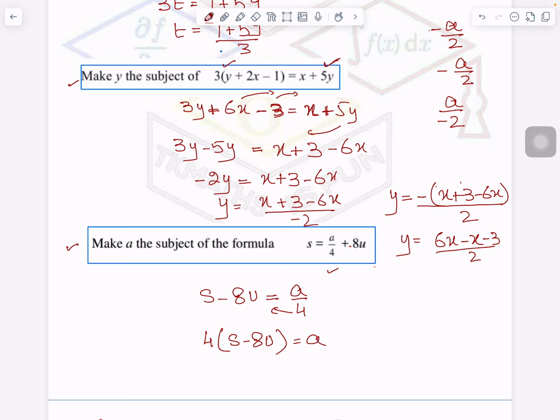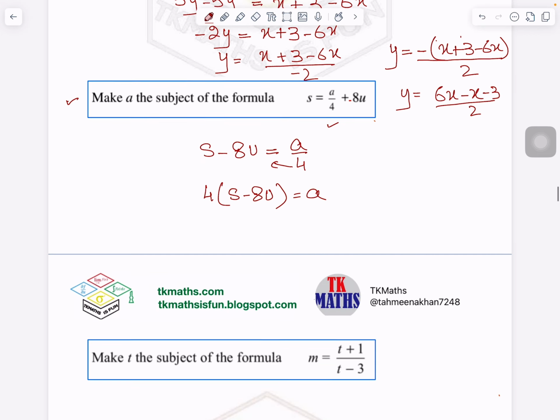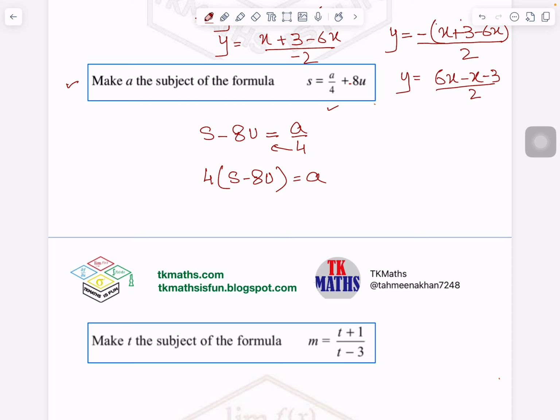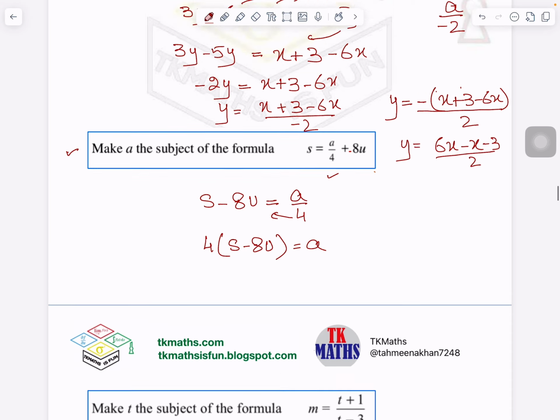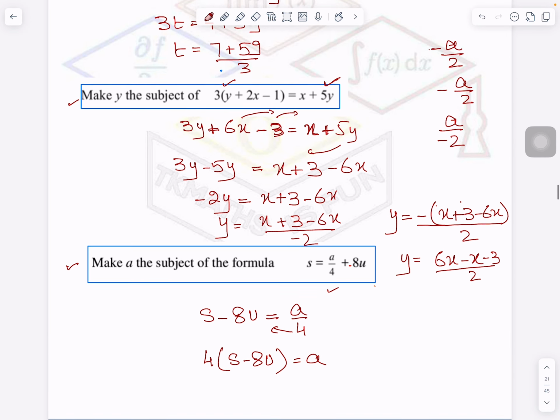So I hope you understood these different types of cases. Now I am going to finish this video here, and in the next video I will apply the change of subject concept in algebraic fractions.